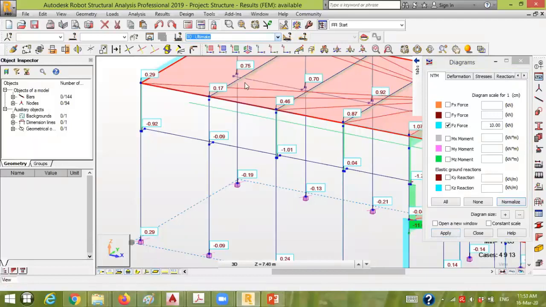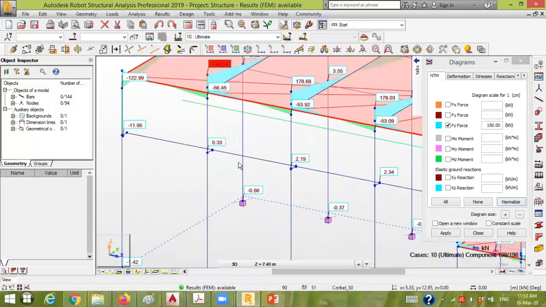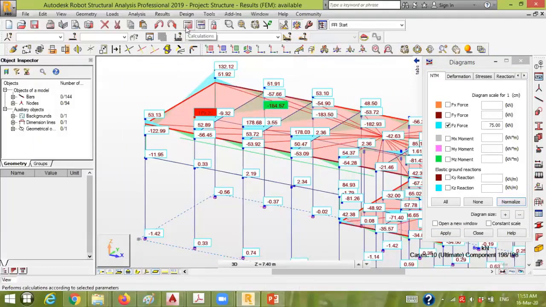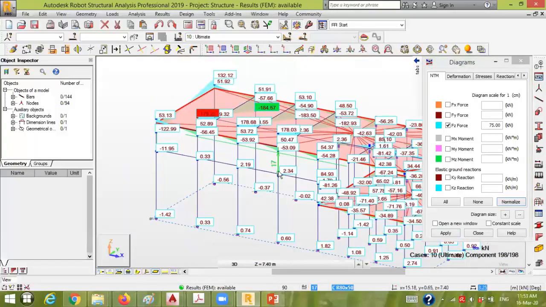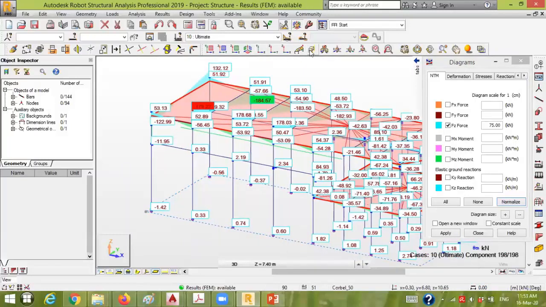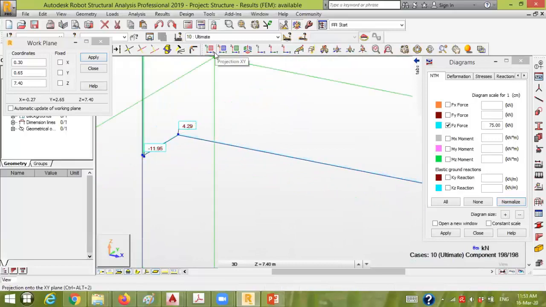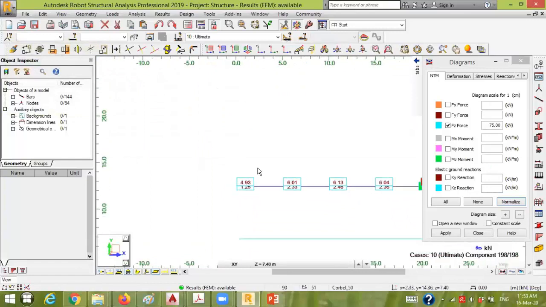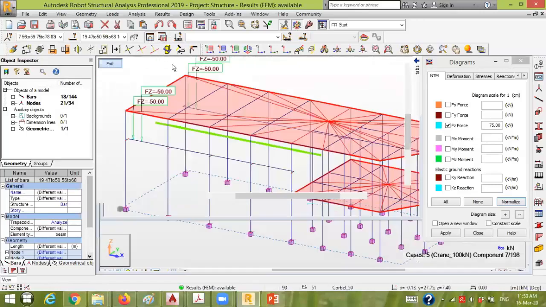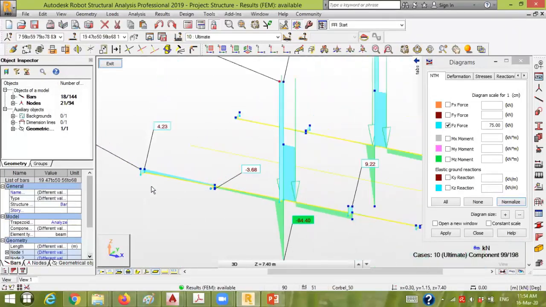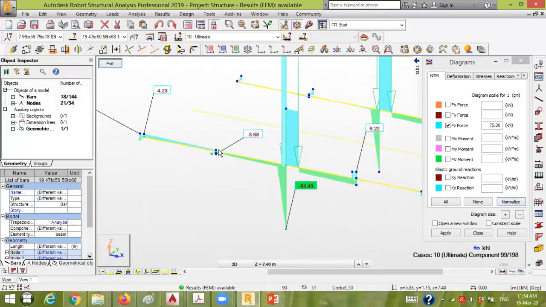At the ultimate state, so this is my corbel. You can extract the corbels in a separate window, or only the columns here in a separate window, as you like. So these are my shear force diagrams for the corbels with a value here of 7.9. The value here is different. The value here is different.